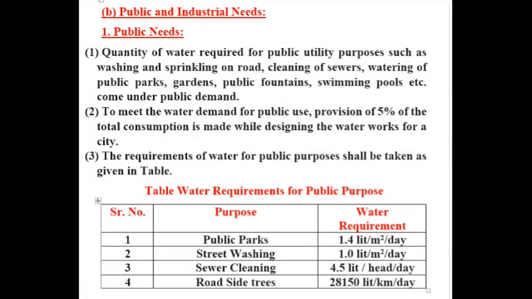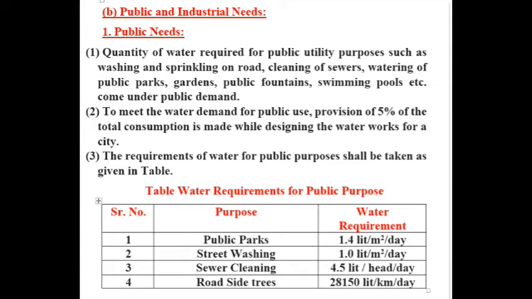Our next heading is public and industrial needs. First we will discuss public needs. First point is the quantity of water required for public utility purposes such as washing and sprinkling on road, cleaning of sewers, watering of public parks, gardens, public fountains, swimming pools, etc. These come under the public demand.